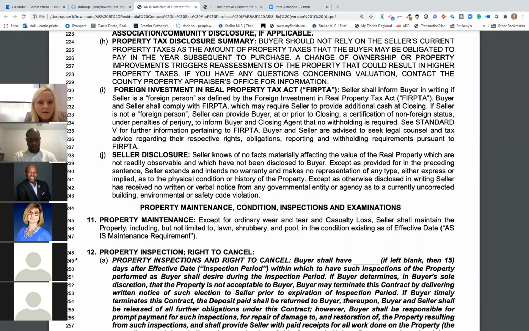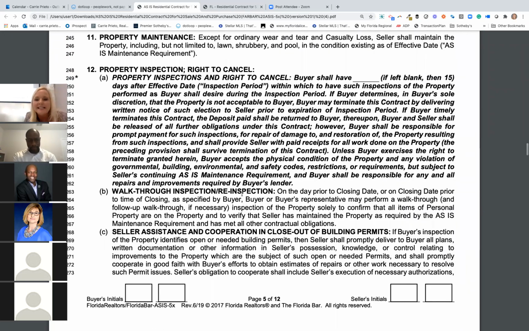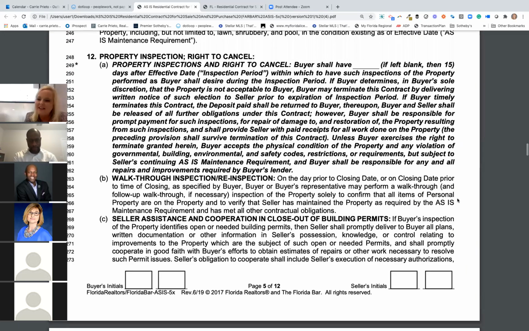Here we go. Seller assistance. Listen how this goes. I love this. The wording alone is funny. Seller assistance and cooperation in closeout of building permits.